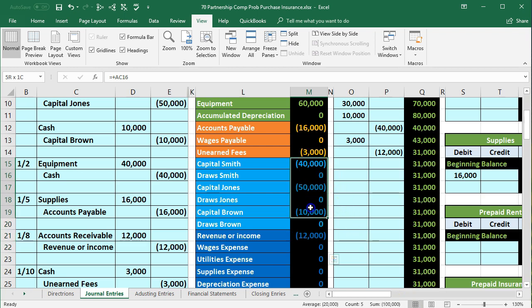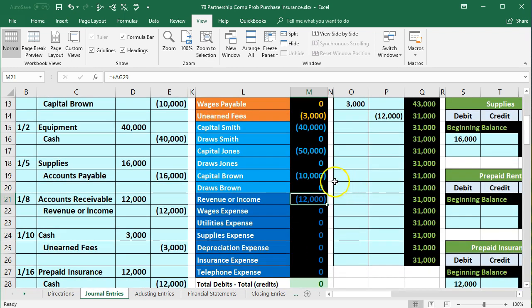The 40, the 50, and the 10 is certainly going to Smith, Jones, and Brown. This 12,000 income, we have to break out between the three in accordance with their profit sharing, which we will do at the end of the time period.